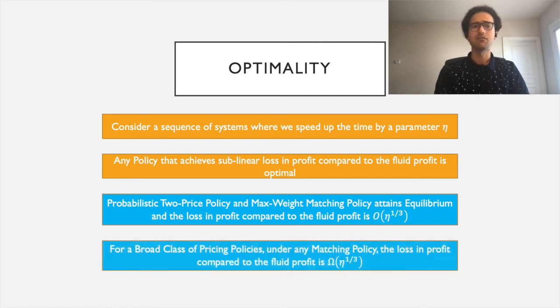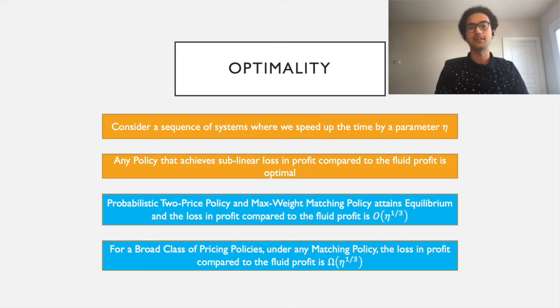In addition, we show that a wide range of pricing and matching policies will lead to at least eta to the power one third loss in profit. This proves that our proposed policies are asymptotically optimal and also achieve an optimal rate of convergence.